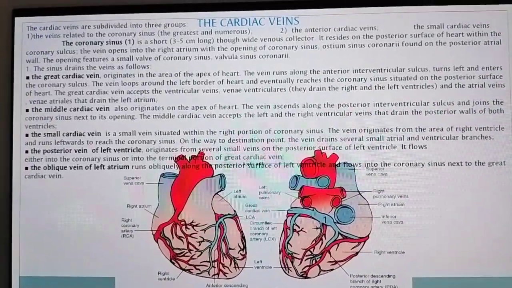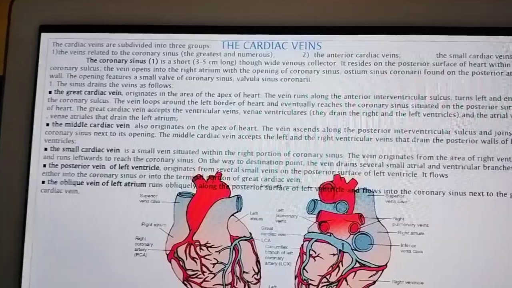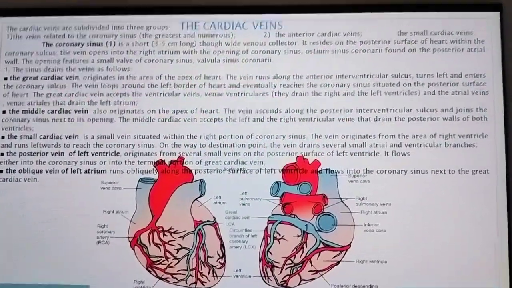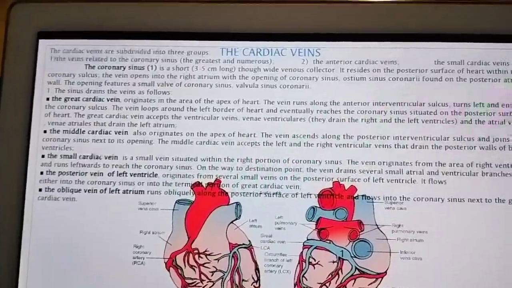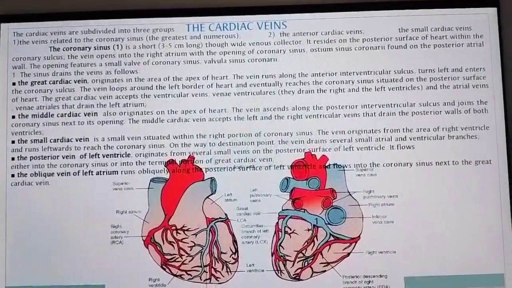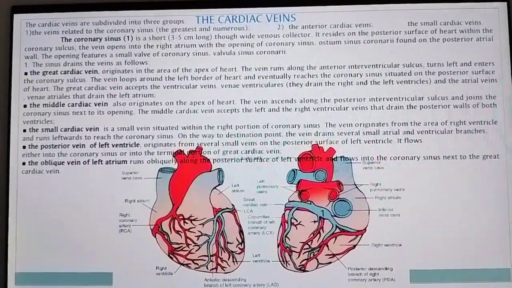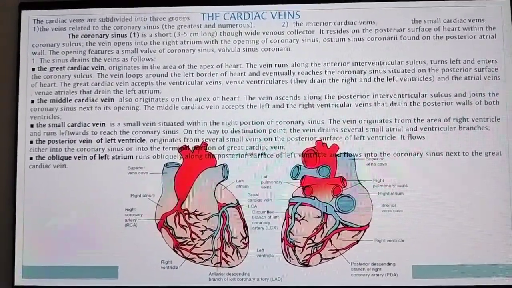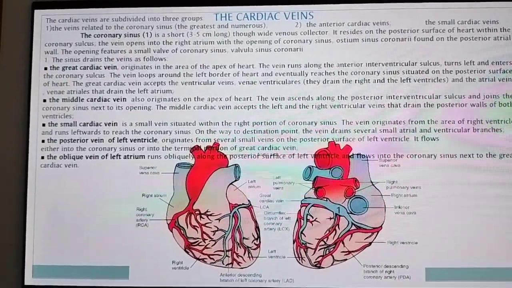Hi all, today we are going to discuss the cardiac veins. First of all, based on the pathways they circulate to form these veins, we have divided them into three sets. The first set is the veins related to the coronary sinus, the second set is the anterior cardiac veins, and the last set is the small cardiac veins. First of all, we are going to discuss the cardiac veins related to the coronary sinus.